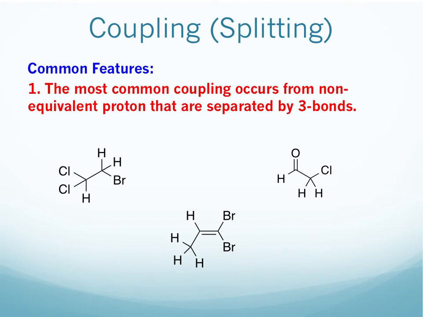We're going to go through some common features that you see with coupled protons, just to show that there are some variations, but we can usually distill these down into pretty simple things. The most common coupling that you want to look for occurs between non-equivalent protons separated by 3 bonds. So that's the key thing to remember here. The protons will be non-equivalent and have a 3-bond separation. And a 3-bond separation is what we see with protons on adjacent carbons.